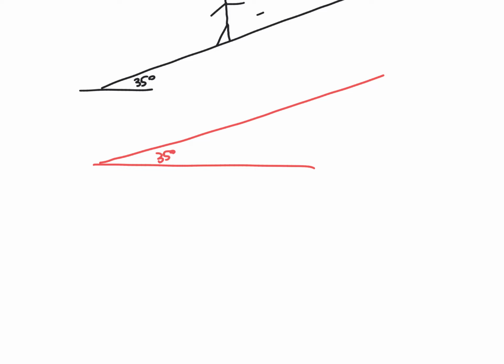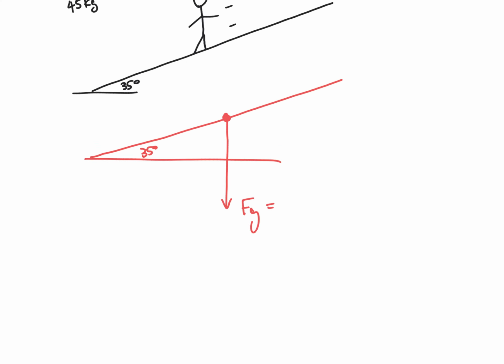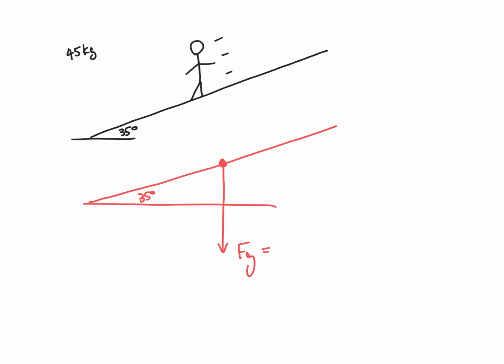So this is 35 degrees. On my free body diagram, I'm going to put a dot that represents my 45 kilogram person. Straight down, that's pretty large. Let's shrink that a little bit. Straight down, I know that I have a force of gravity. Force of gravity is always straight down toward the center of the Earth. Presumably, our image is not rotated in some way, and so it has to be straight down. So force of gravity in this case is equal to 450 newtons.